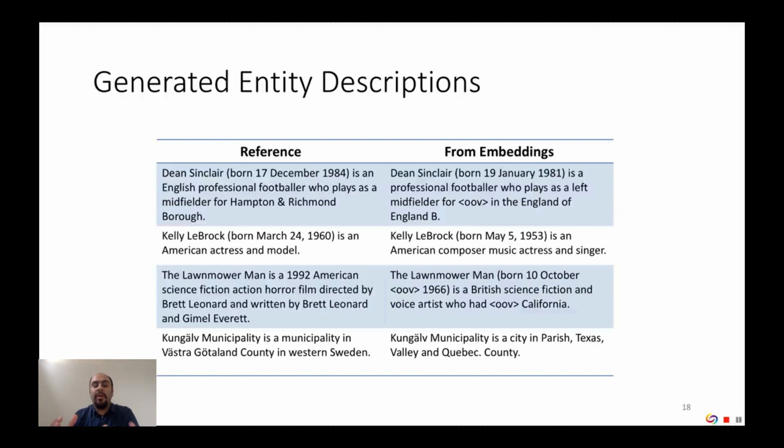What we did was remove some of the descriptions from the dataset and try to generate them using the other information that we have for each one of those subjects in our data. As we can see in these samples, our model could capture the gender of the subject, it could capture the occupation, and it could almost capture the birth or other kinds of dates that we have in the original description.